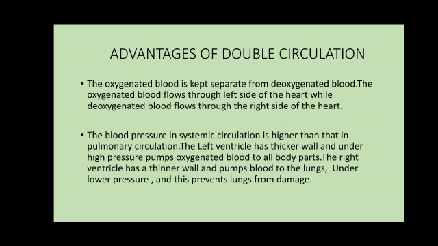Now let us learn about the basic advantages of double circulation. The oxygenated blood is kept separate from the deoxygenated blood. The oxygenated blood flows through the left side of the heart while deoxygenated blood flows through the right side of the heart. The blood pressure in systemic circulation is higher than that in pulmonary circulation.